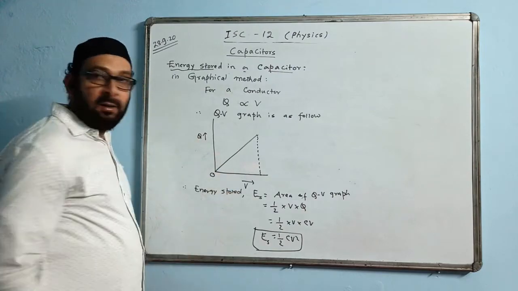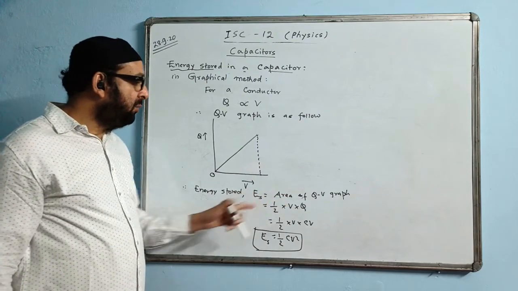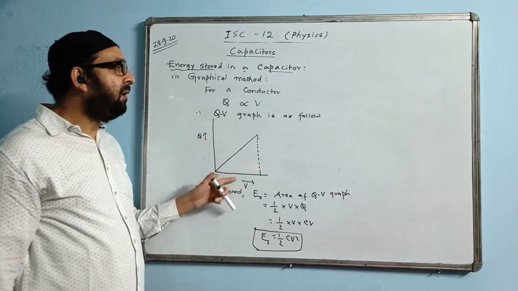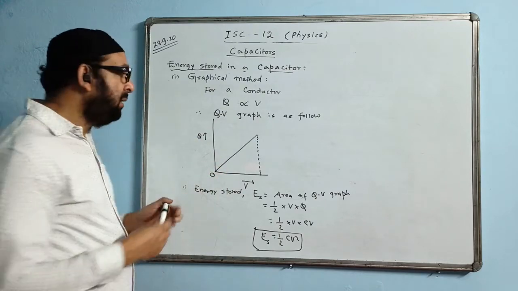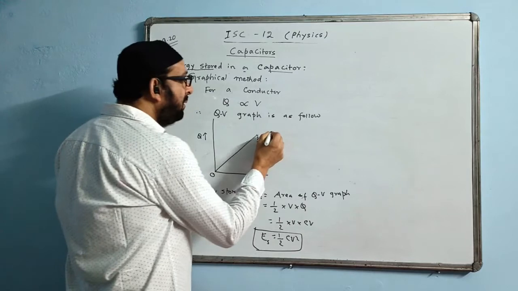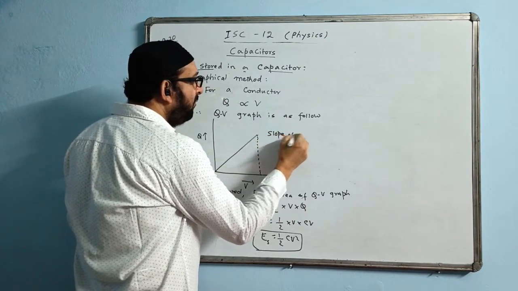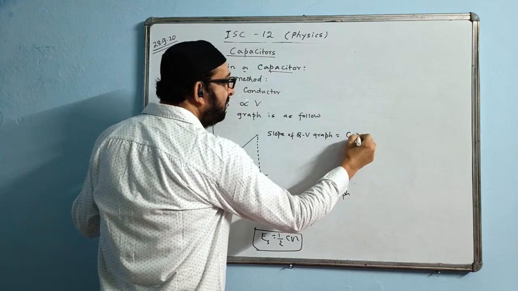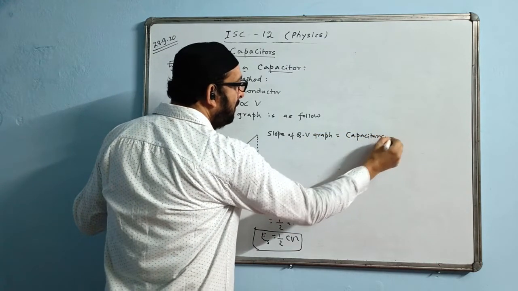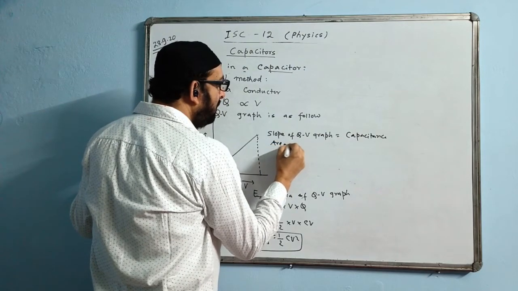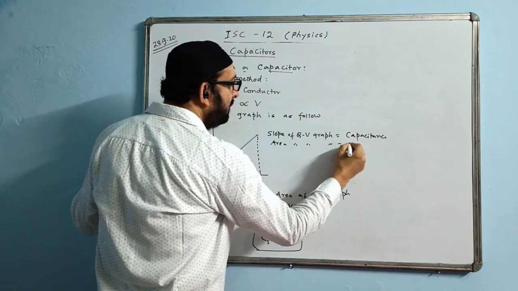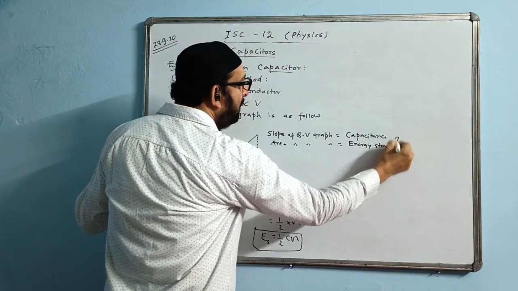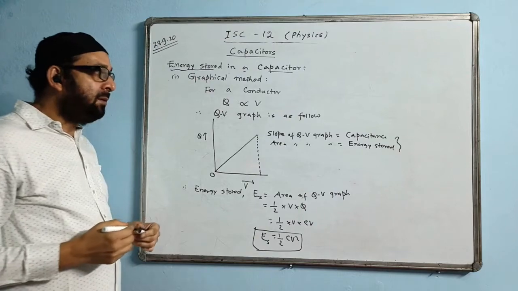Q into V multiplied. So the area of the QV graph will give the energy stored, whereas the slope of the QV graph will give the value of capacitance. If you want, please write it down here. Slope of the QV graph gives the capacitance value, and the area of the QV graph gives the energy stored. This is extra information you keep in mind.